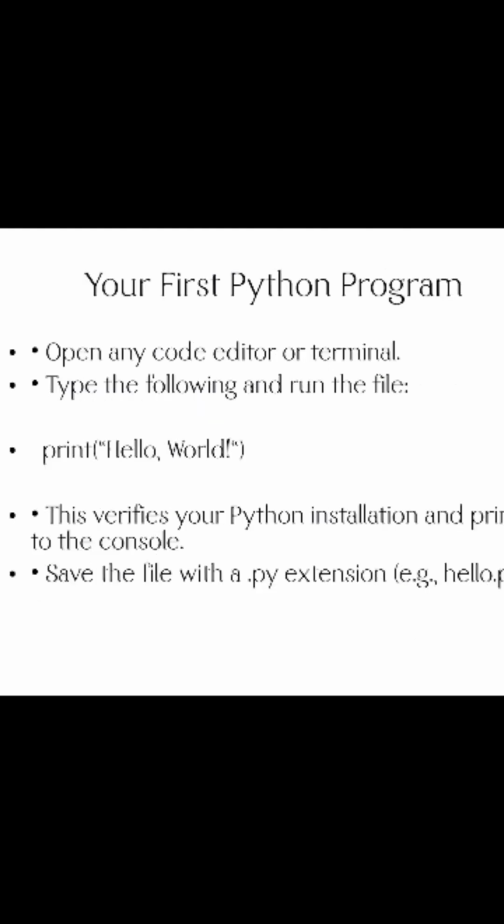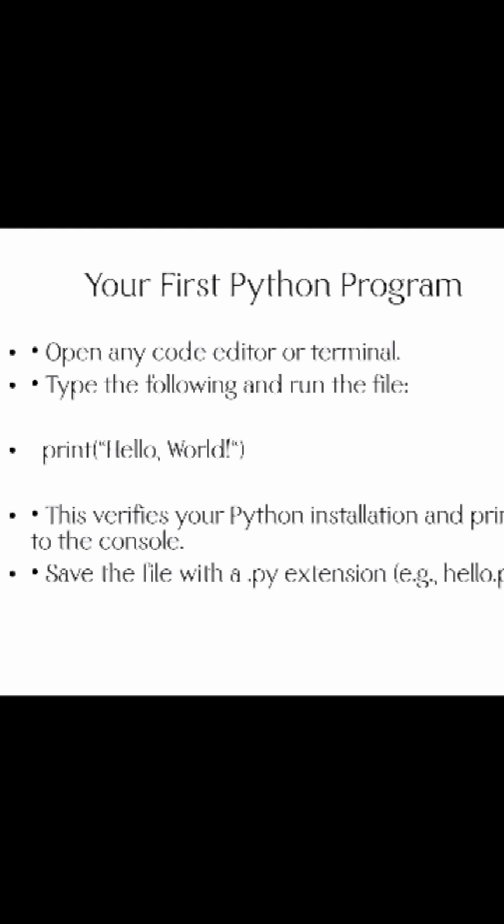The next slide is your first Python program. Open any code editor or terminal, then type the following and run the file. We should type print, and in the braces we type hello world. This prints hello world. This verifies your Python installation and prints to the console.